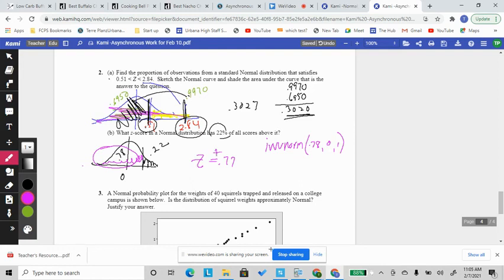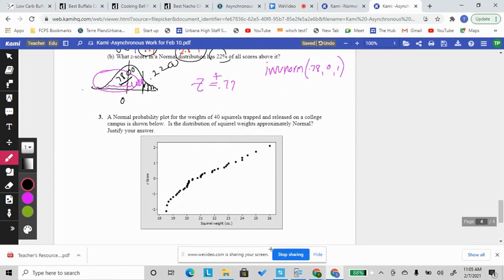Don't confuse that. This is an area. This is 0.78, 0, 0. These are areas. Okay, so be careful with that. So that's a backwards. And then last one, it says, is this normal probability plot approximately normal? And the answer to this is no, because if you trace it, you can see a curvature. And that's all you need to know, is that you see a curvature in this line. So this is not approximately normal.